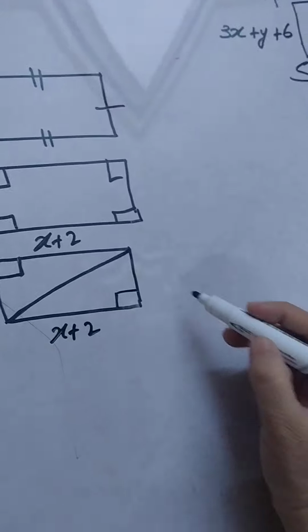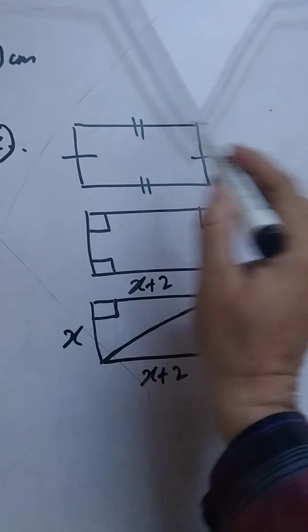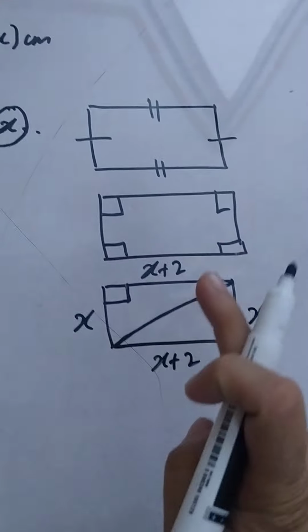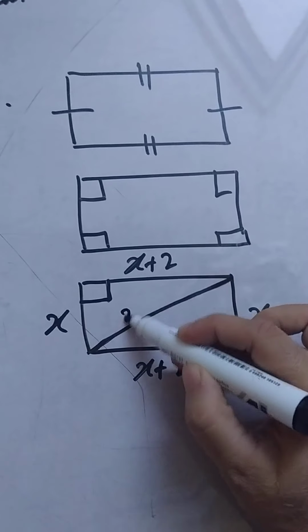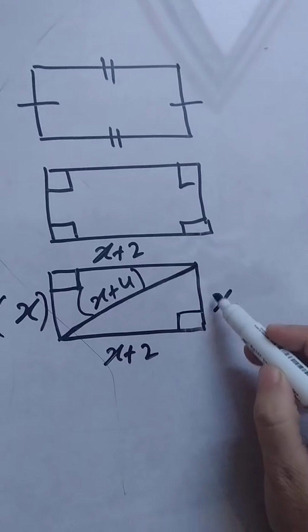This is the given breadth guys, so breadth is x. If this is x, then guys we know that this is also x. The first property, opposite sides are equal. If this is x then this is also x, and if this is x plus 2 then this is also x plus 2. So guys we get two right angle triangles, and the diagonal is also given guys. The diagonal is given as x plus 4 centimeter. So in this way we get two right angle triangles.